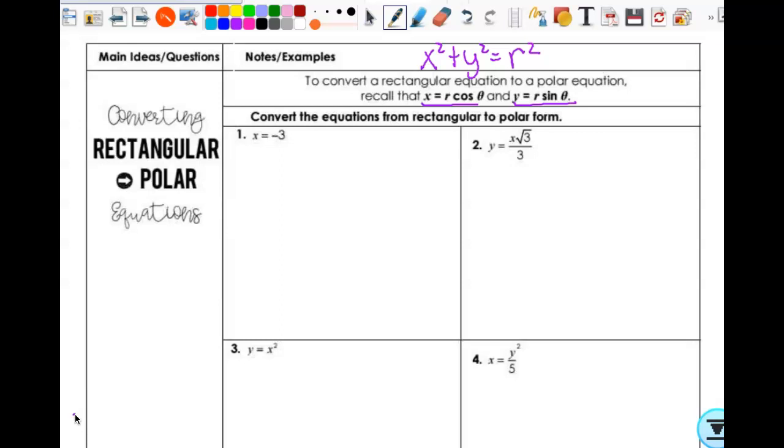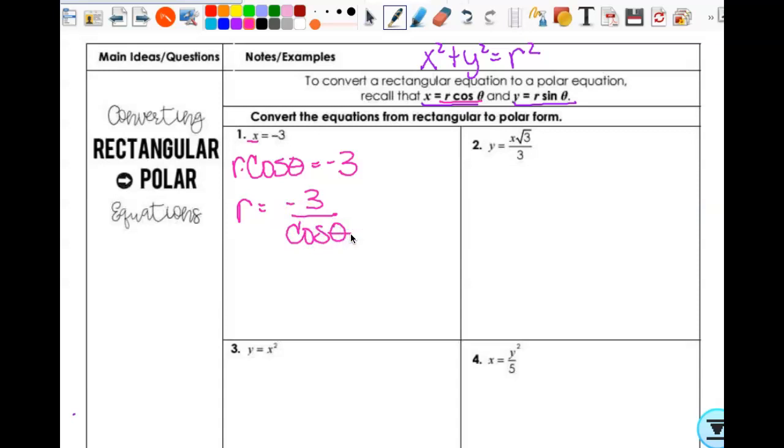Okay. So in order to convert, we're going to substitute. So in place of x here, I can put r cosine theta. So I get r cosine theta equals -3. In the rectangular coordinate system, we a lot of times solve for y, not necessarily always, but in the polar, we solve for r. Okay, so I need to get r by itself. Since r is being multiplied by cosine, I'm going to divide. So this gives me r equals -3 over cosine theta.